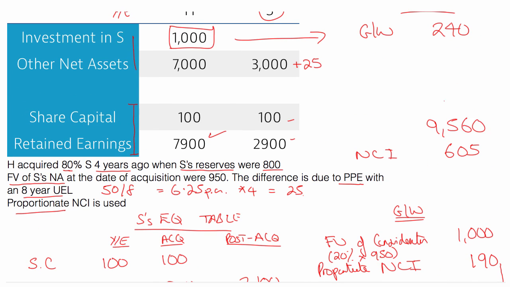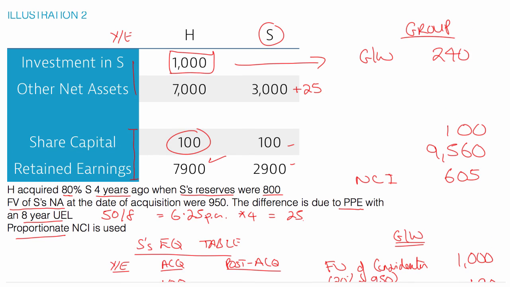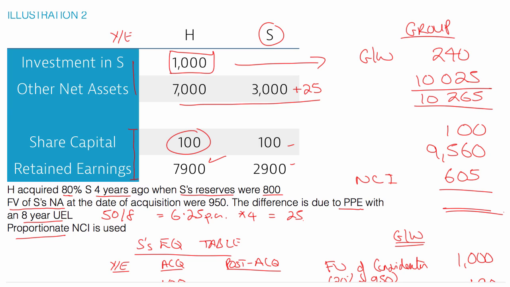So 9560, share capital, if you remember, is always the holding company. And then all we've got to do is add across the other net assets. So all of these added together is 10,025. And then we make sure we've done it right. So 240 plus 10,025 is 10,265. And then we hold our breath and we hope the others come to it. So 100 plus 9560 plus 605 equals, yes, 10,265. We've done it right, okay? Let's have a look at another illustration.